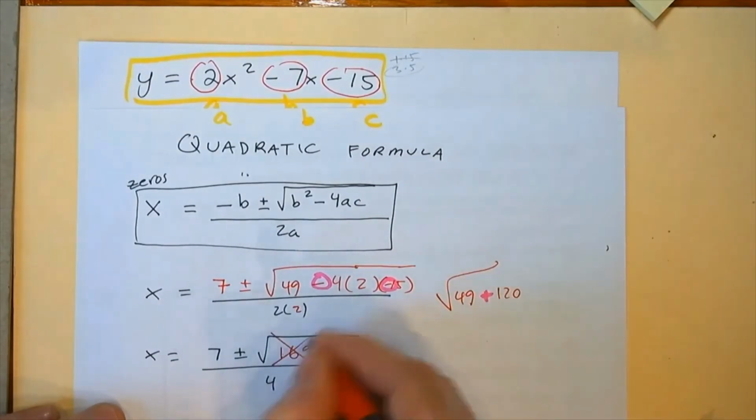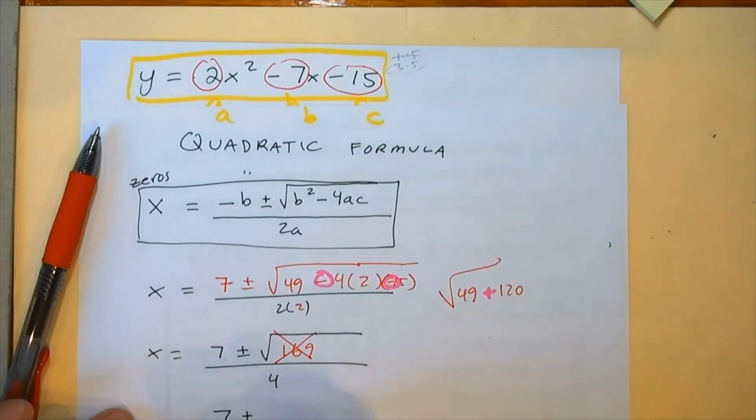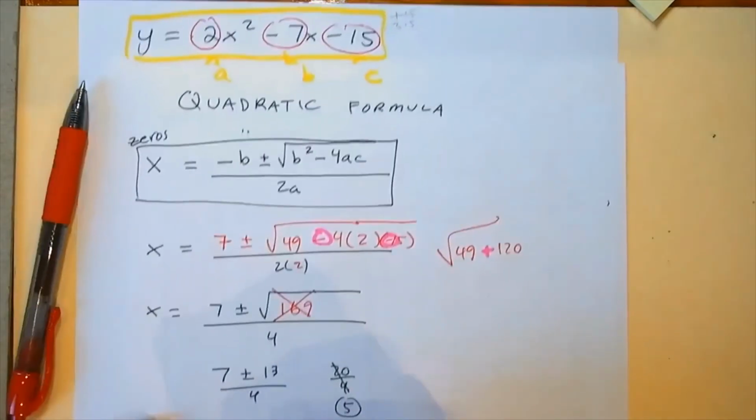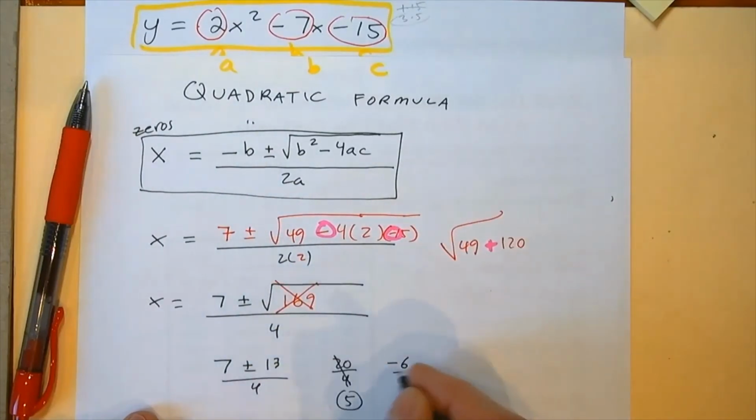Okay, what's the square root of 169? That's 13. Oh, cool. Hey, this isn't so bad after all, is it? 13 over 4. And now remember, 7 plus 13 is 20 over 4, which is 5. And 7 minus 13, that's why we call this plus or minus, means add or subtract, because you got to get two answers. That's negative 6 over 4. And that reduces to negative 3 over 2.